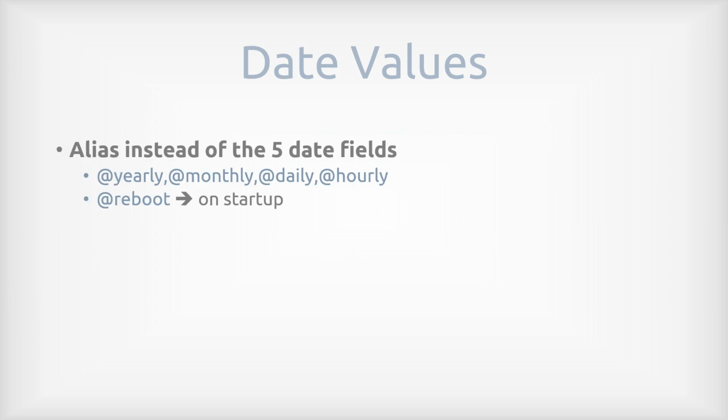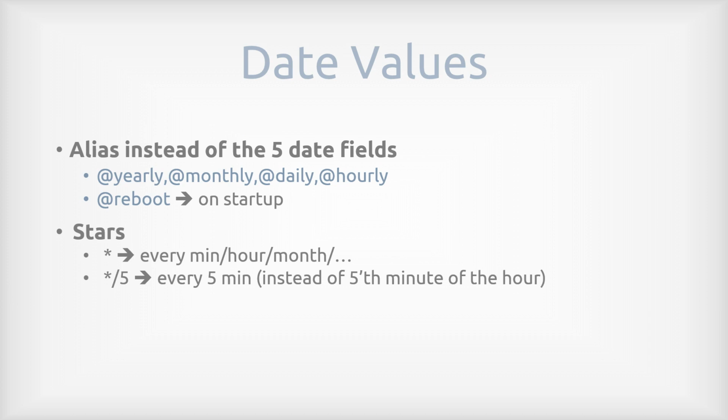For date values you can use an alias instead of typing the 5 dates out, or you can use reboot. You can use stars if you want to define a job to run every minute, hour or month. To run a job every 5 minutes you can use a division with the star, and to run it within the office hours you can use a hyphen to select a range.